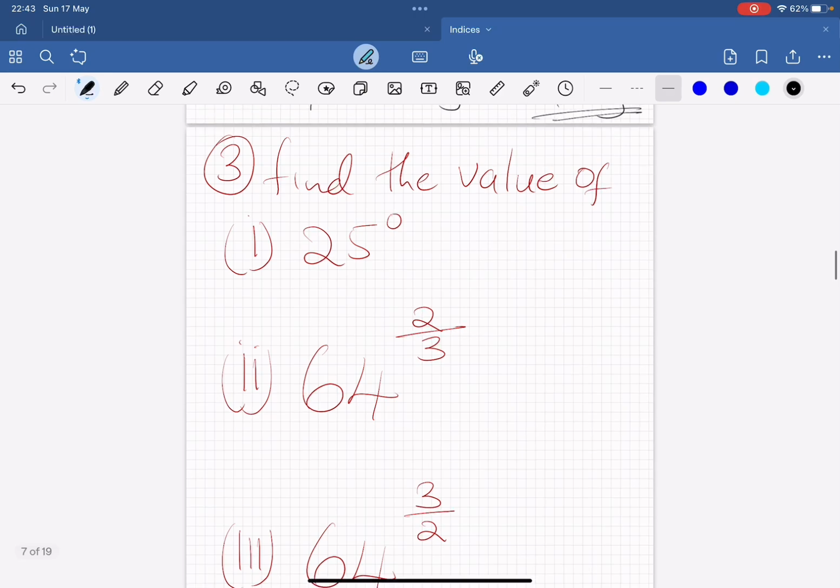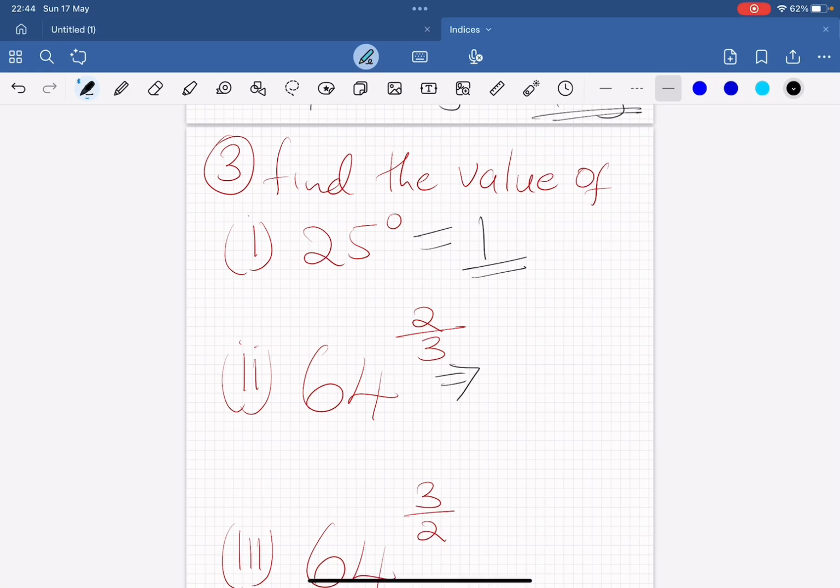Now moving along, the next question says find the value of 25 to the power 0. 25 to the power 0 follows the rule which says anything to the power 0 is 1. Yes, you said it right. So my final answer is 1.